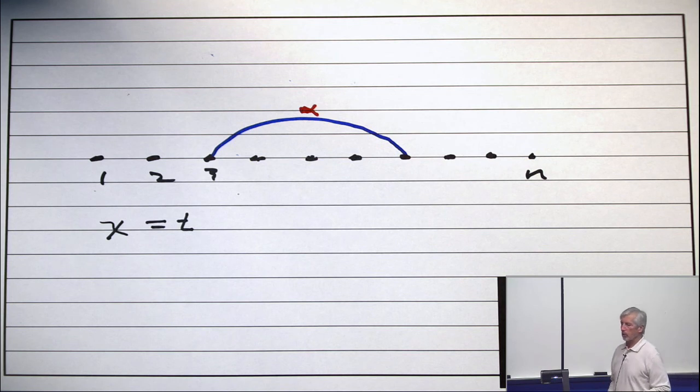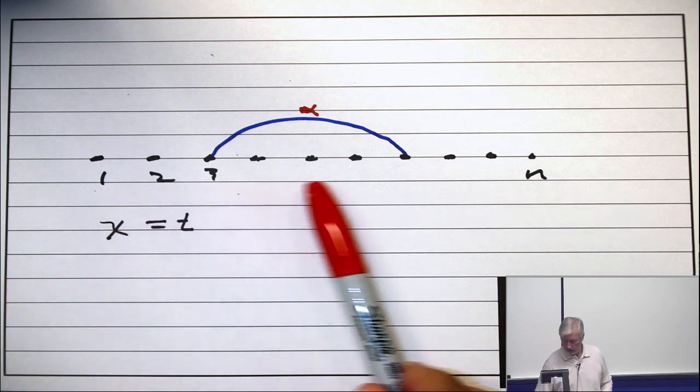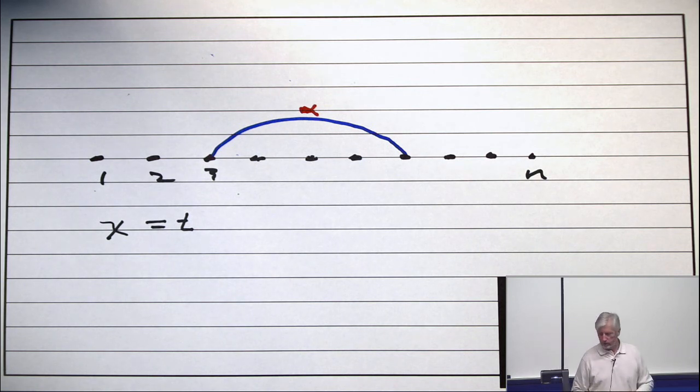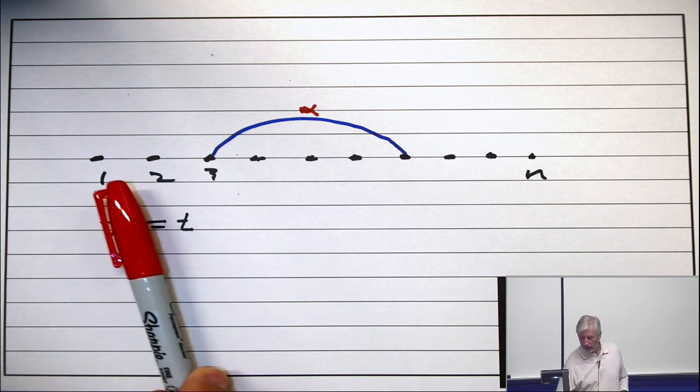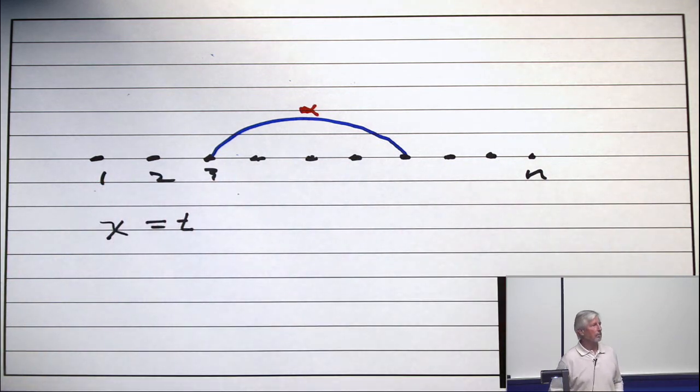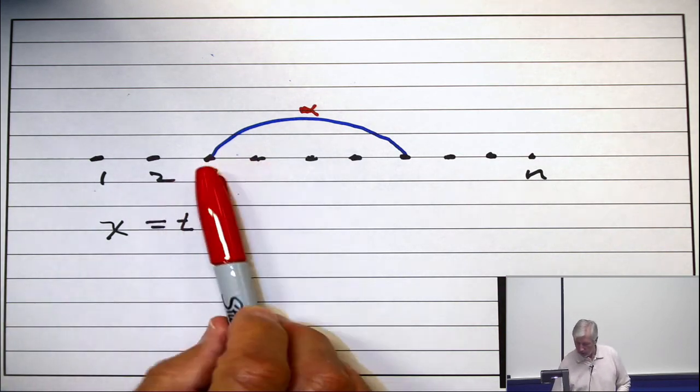Suppose you color this with T colors. Well, these guys down here are lonely. They don't have any colors. Let's be nice guys, nice girls, nice people. Let's give them colors. So I'm going to put a color here, a color here, a color here, all the way up to N.